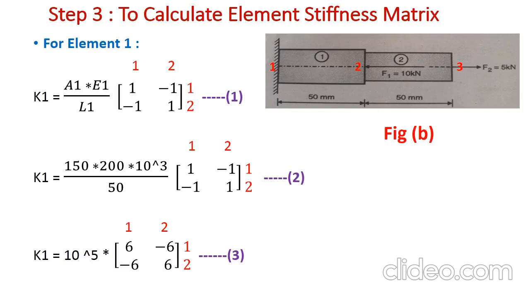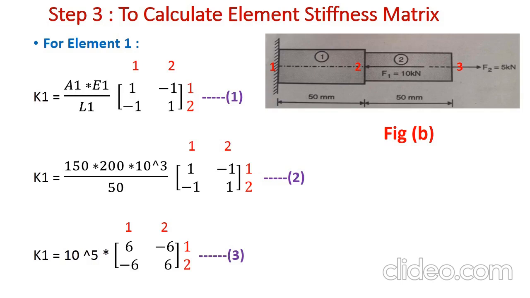From data we will put values. Area was given 150 mm square. Then modulus of elasticity was given 200 in gigapascal. We will convert it into Newton per mm square, so multiplied by 10 raised to 3, divided by length, that was given 50 mm. Be remember, during calculation either we have to consider all units in meter, in centimeter or mm. All units must be same. Here I have considered all units in mm.